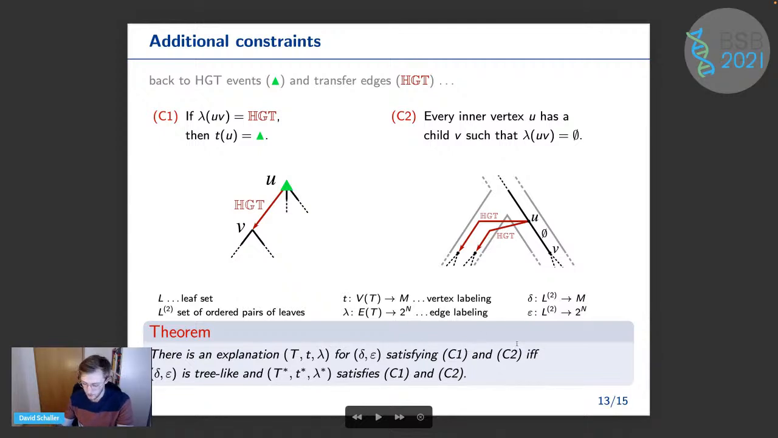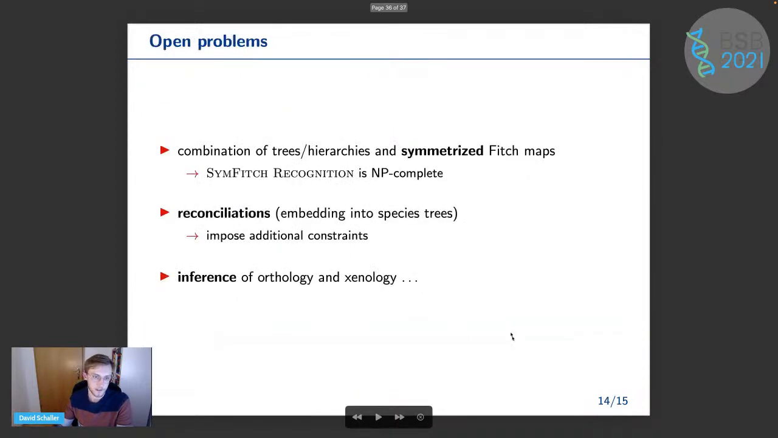So with this, I'm almost at the end of my talk, and I want to close with some open problems. Here we have only considered the directed Fitch maps, but there is also a symmetrized version where we do not care about the last common ancestor where some event happened, but only that it happened somewhere on the path between two genes.